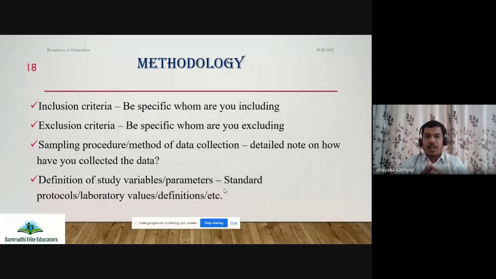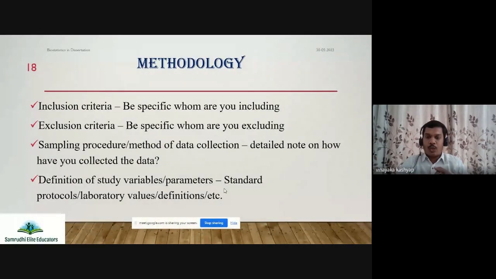Then you will write the inclusion criteria and exclusion criteria, which is very important because you have to be very specific. Whom are you including and whom are you excluding? You cannot write that patients who are giving informed consent are included. Definitely you can include them only once they give you the informed consent. That is the reason you have to write appropriately what the inclusion and exclusion are. Then comes the crux of the methodology: sampling procedure or method of data collection. Here you are supposed to write in detail how you collected the sample. Now you have chosen the 100 sample size, the 100 appendicitis cases. Now how will you go about it?